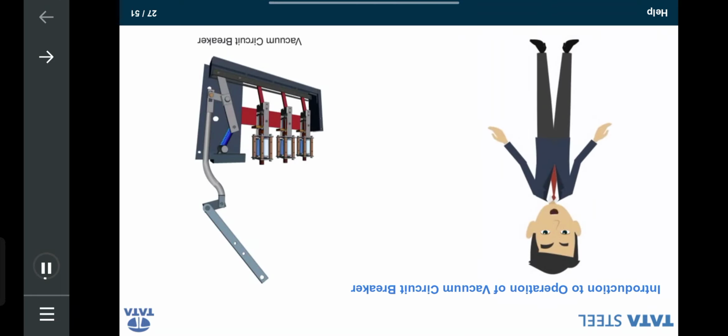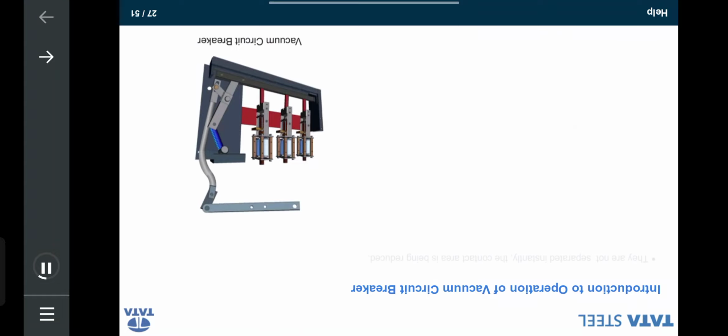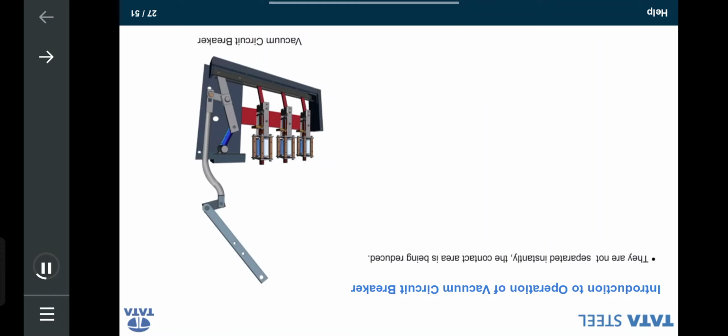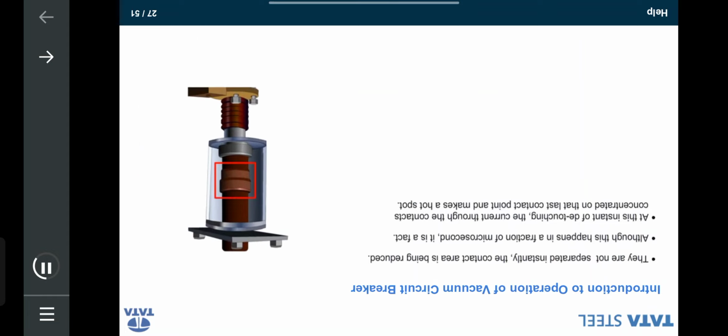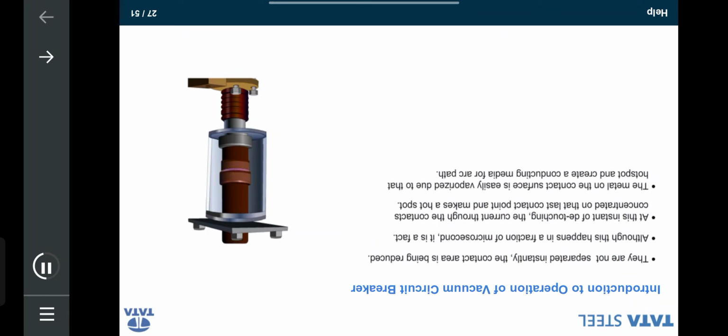Let's discuss the operation of vacuum circuit breaker. When two face-to-face contact areas are just being separated from each other, they do not separate instantly. The contact area on the contact face is being reduced and ultimately comes to a point, and then they are finally detached. Although this happens in a fraction of a microsecond, it is a fact. At this instant of detaching of contacts in a vacuum, the current through the contacts is concentrated on that last contact point on the contact surface and makes a hot spot. As it is a vacuum, the metal on the contact surface is easily vaporized due to that hot spot and creates a conducting media for arc path.